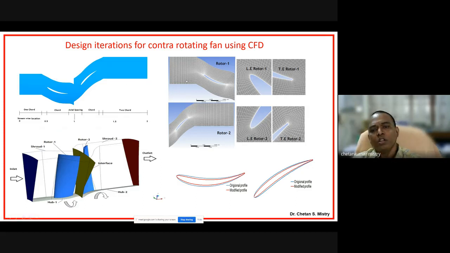Okay, so these are the mesh qualities. As I was saying, initially I was having this kind of aerofoil. That is my original aerofoil, both for rotor 1 and rotor 2. Based on the computational study, I was able to achieve the pressure rise I was expecting, because my target was to achieve pressure rise with maximum efficiency. So this is the modified aerofoil.